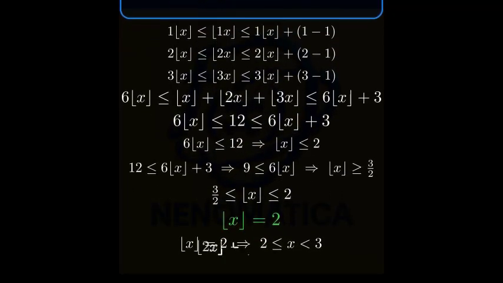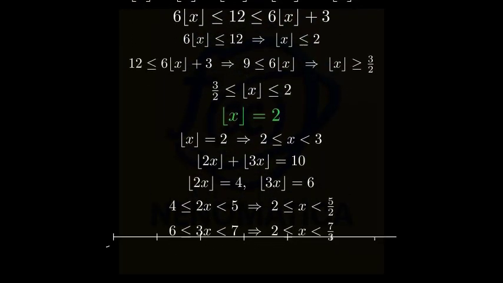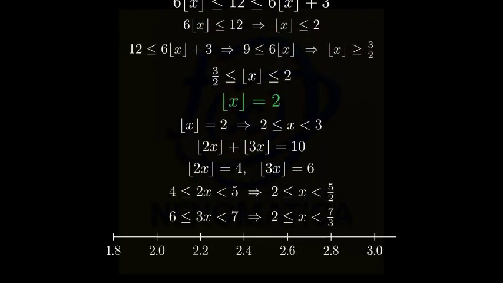Step 5. If floor of x equals 2, then x lies in the half open interval from 2 to 3. Now the original equation becomes 2 plus floor of 2x plus floor of 3x equals 12. So floor of 2x plus floor of 3x must equal 10. Given x is between 2 and 3, 2x is between 4 and 6. So floor of 2x is either 4 or 5.